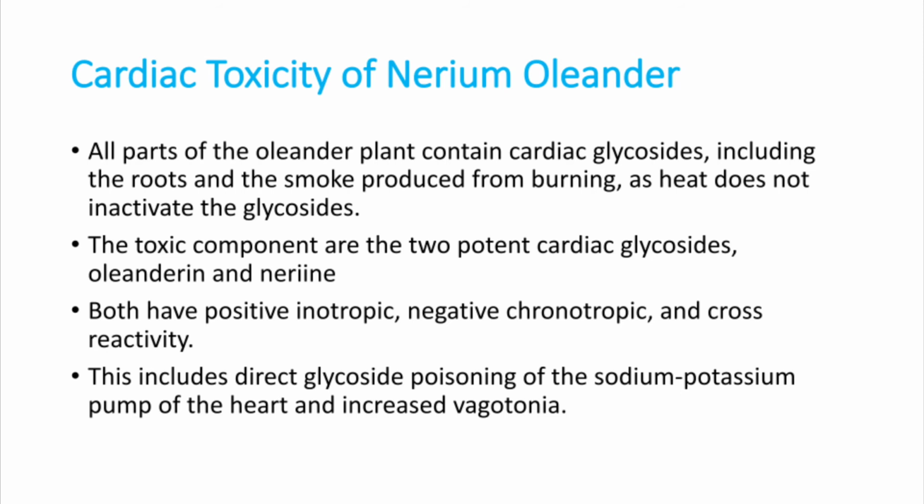Now other important toxicity and ECG changes: cardiac toxicity due to oleander toxicity. All parts of the oleander plant contain cardiac glycosides, something like digoxin, including the roots and smoke produced by burning. The heat does not inactivate glycosides in oleander. The toxic components are two potent cardiac glycosides, oleandrin and neriin. Both are the same as digoxin. Both have positive inotropic, negative chronotropic effects, and cross reactivity. This includes direct glycoside poisoning of the sodium-potassium pump of the heart and increased vagotonia.